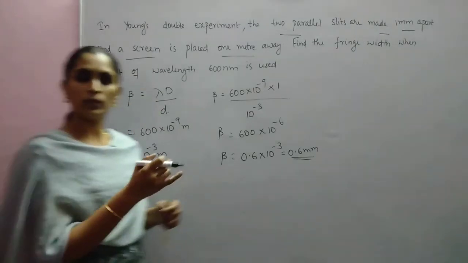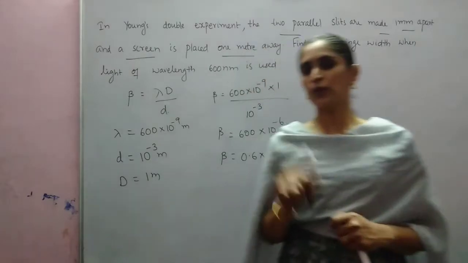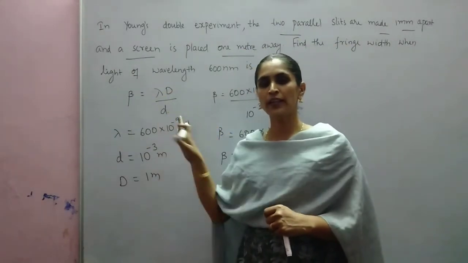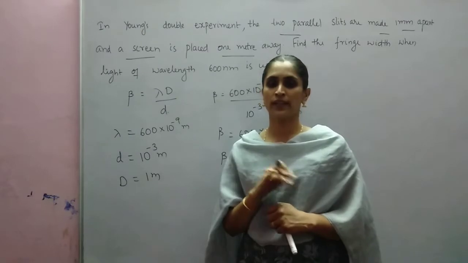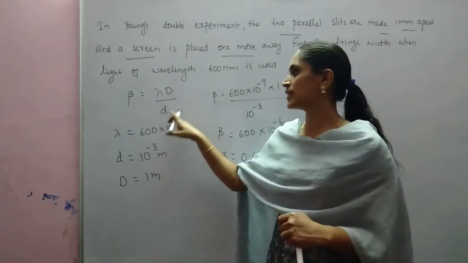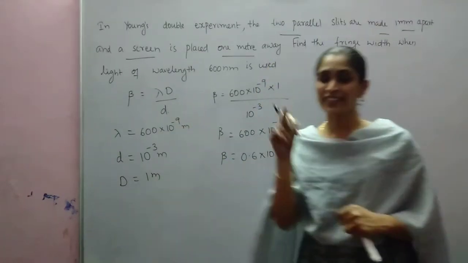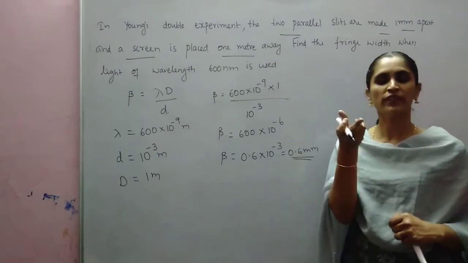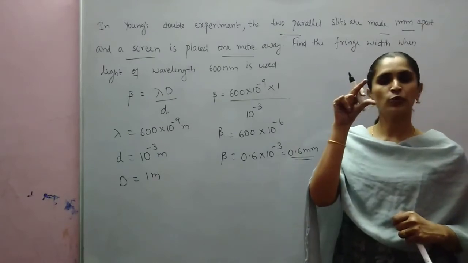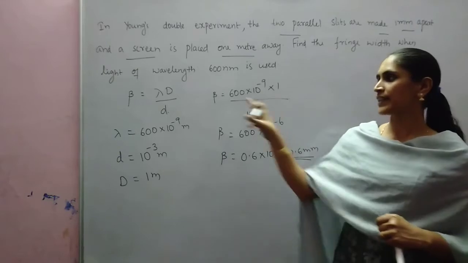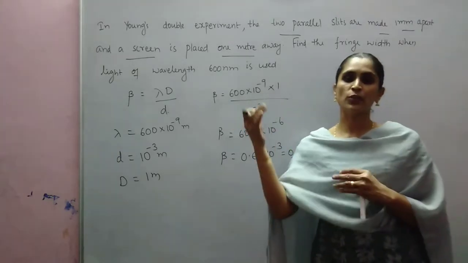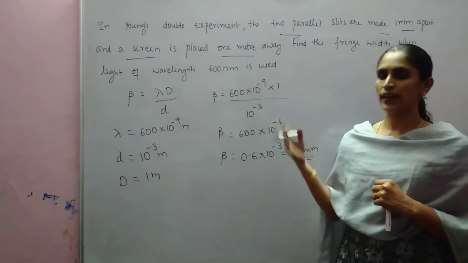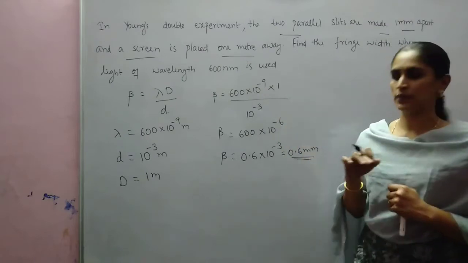Okay. So when you are solving problems related to fringe width, what you have to do? You have to remember this formula, beta is equal to lambda D by d. Normally students make confusion regarding capital D and small d. Small d is the distance between the two slits, that is smaller. And capital D is the distance between the slits and the screen. Okay, is it clear? And now we'll discuss the next problem.